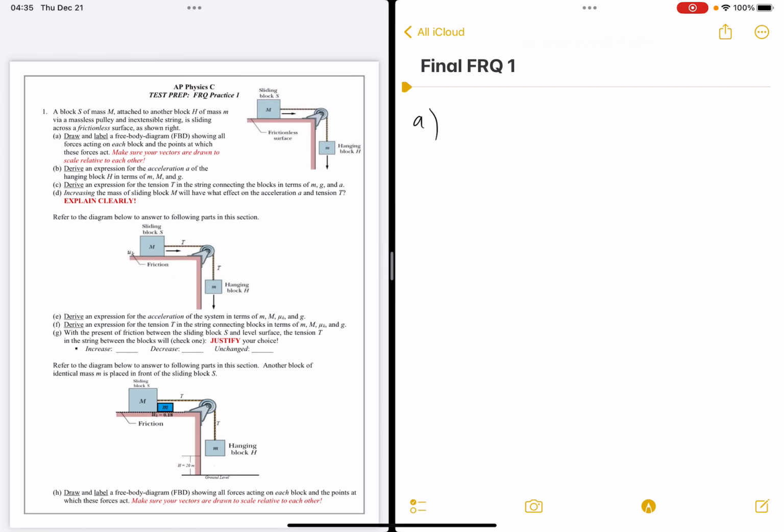Okay, so this is final for Q1. So first we start off with the free body diagram. So we got S, and over here it'll be Fn, F of G in equal length, and then T. And then for H, it's T in the up direction, and then F of G, which has to be longer since it's decelerating downward.